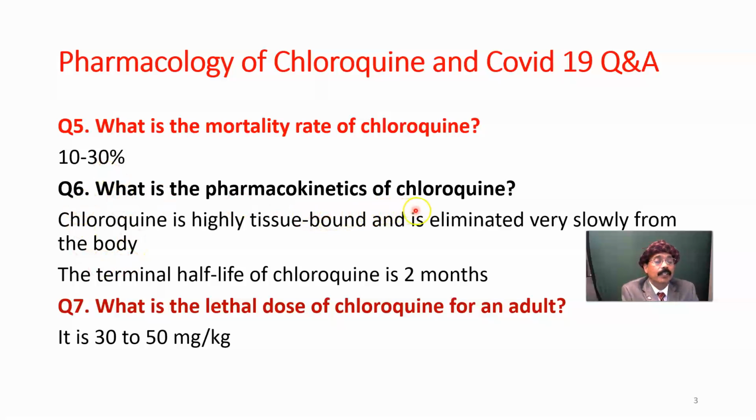What is the pharmacokinetics of chloroquine? Chloroquine is highly tissue bound and is eliminated very slowly from the body. The terminal half-life of chloroquine is 2 months. What is the lethal dose of chloroquine for an adult? It is 30 to 50 milligrams per kg. In the case of children, if a child gets just 1 or 2 pills, or maybe 3, they may die. Even a dose of around 300 milligrams may kill a small child.